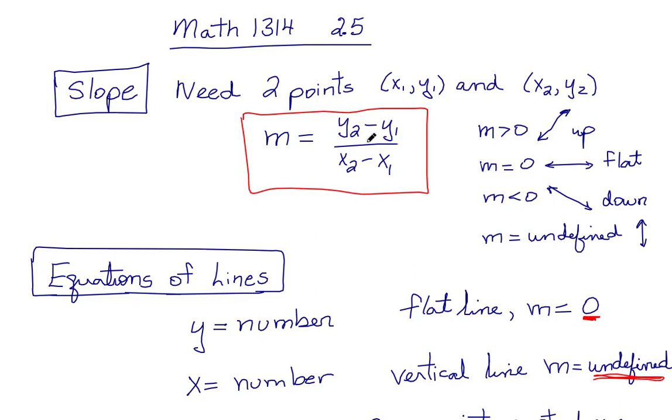If that number calculates to be bigger than 0, it's up. If it's perfectly 0, it's flat. If it's negative, it's down. And if that number turns out to be undefined, then we're looking at a vertical line.